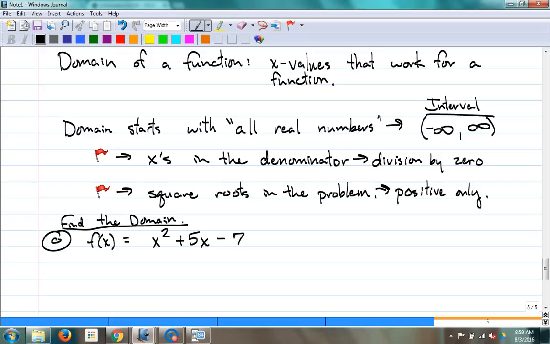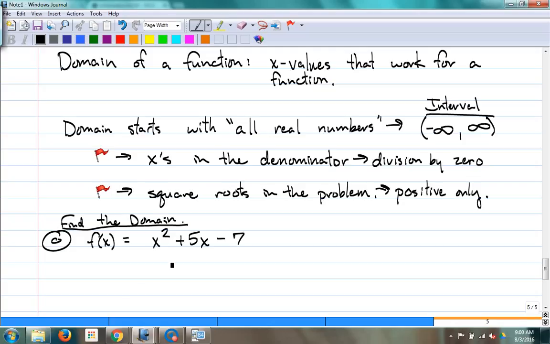Where? Do I have x in the denominator? In that problem? No, there's no x in the denominator. There's not even any fractions in it. So that red flag doesn't exist. Are there any square roots? I don't see a square root. I see a squared. That's not a square root. I see a plain x. That's not under a square root. I see a 7. It didn't even have an x. There are no square roots. There are no x's in the denominator. So that means there are no red flags for this particular problem.